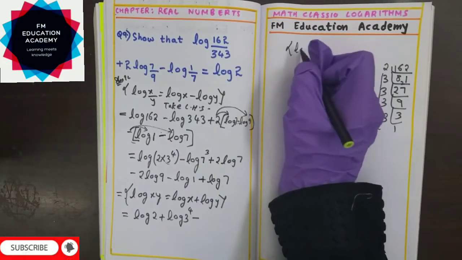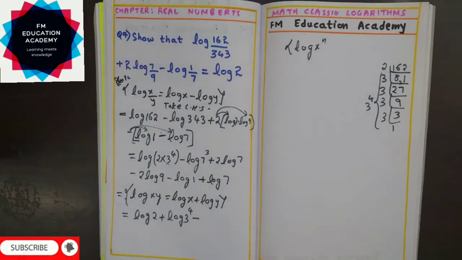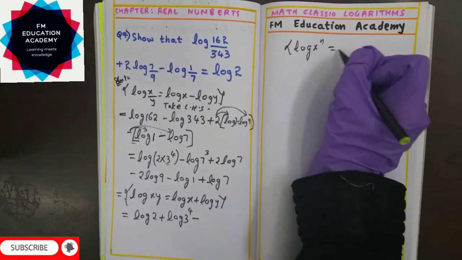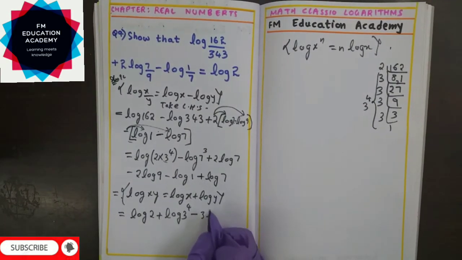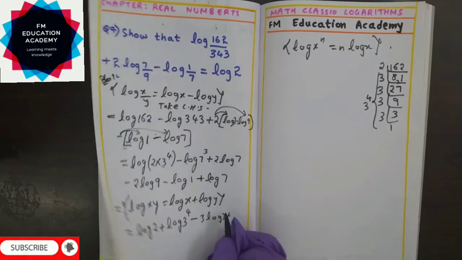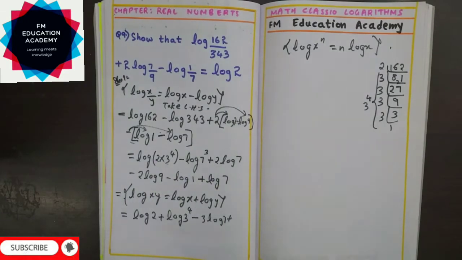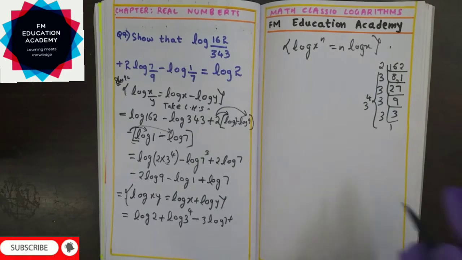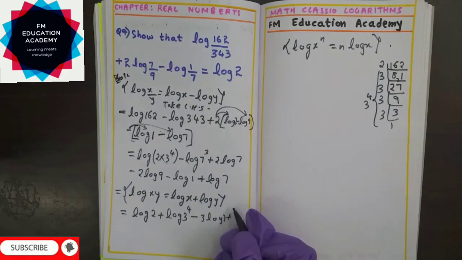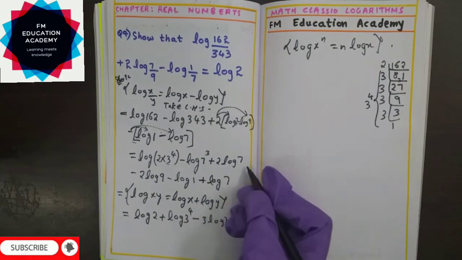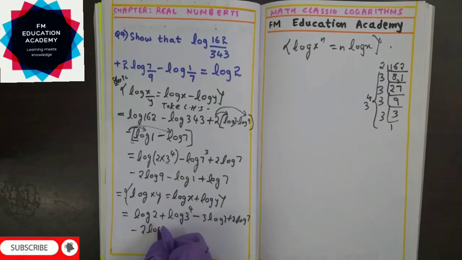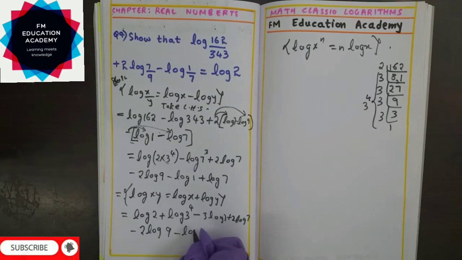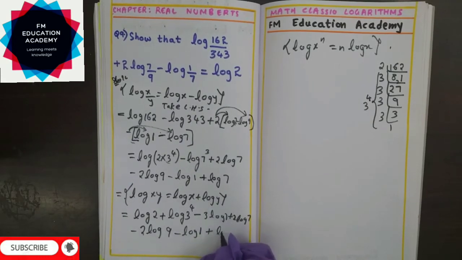So I'll write here log x power n is n log x, so 3 log 7 plus, here I have minus 3 log 7 plus 2 log 7 minus 2 log 9 minus log 1 plus log 7.